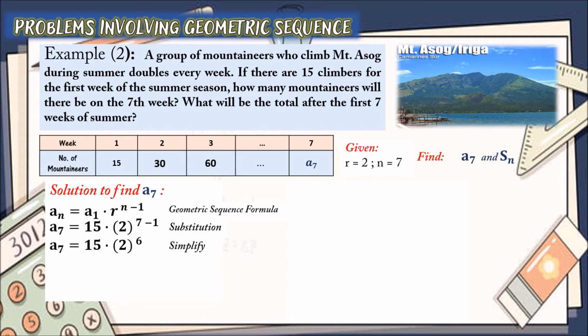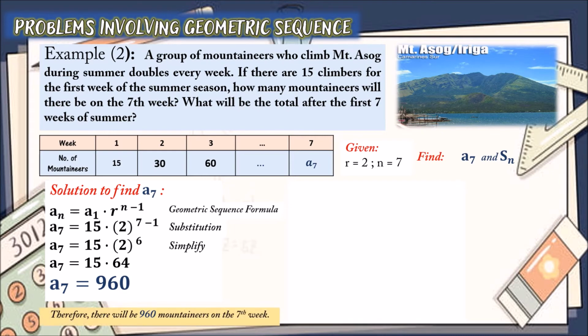Let's simplify. We have a sub 7 is equal to 15 times 2 raised to 6. Let's solve. We have a sub 7 is equal to 15 times 64. So we have a sub 7 is equal to 960. Therefore, there will be 960 mountaineers on the 7th week.